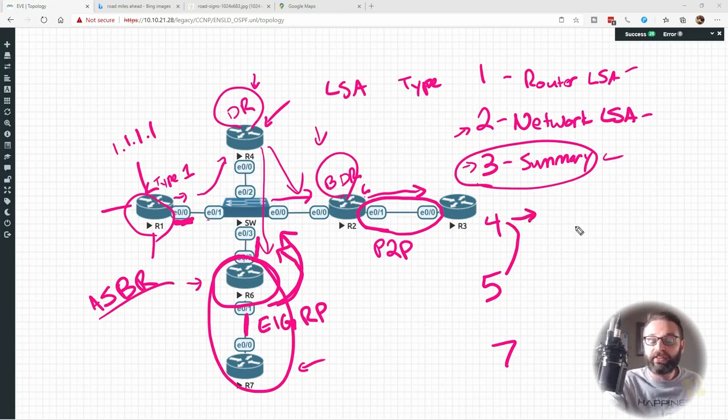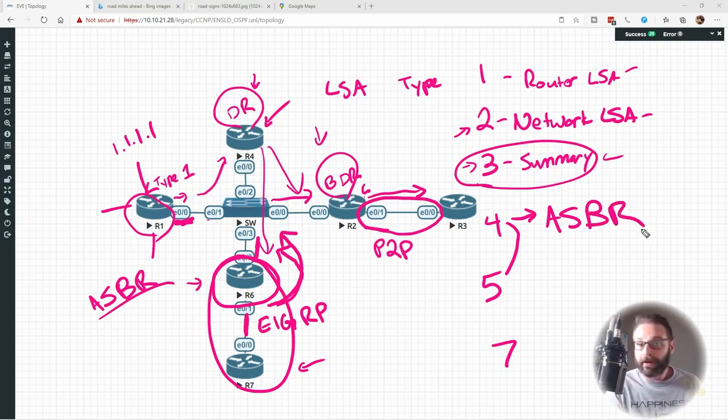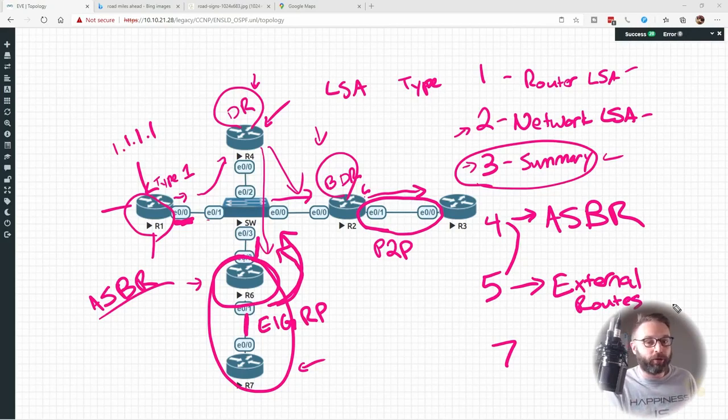The Type 4 LSA is what is used to signal how do we get to the closest autonomous system boundary router for a specific link. The Type 5 LSA says, what are the external routes? You can see how these two are used together. R4 will say, okay, I know about this external route thanks to the Type 5 LSA, and I know how to get to that route thanks to the Type 4 LSA that identifies where my autonomous system boundary routers are.